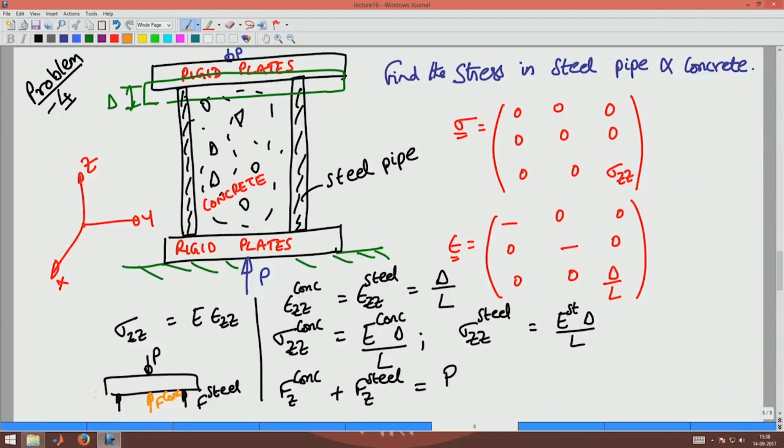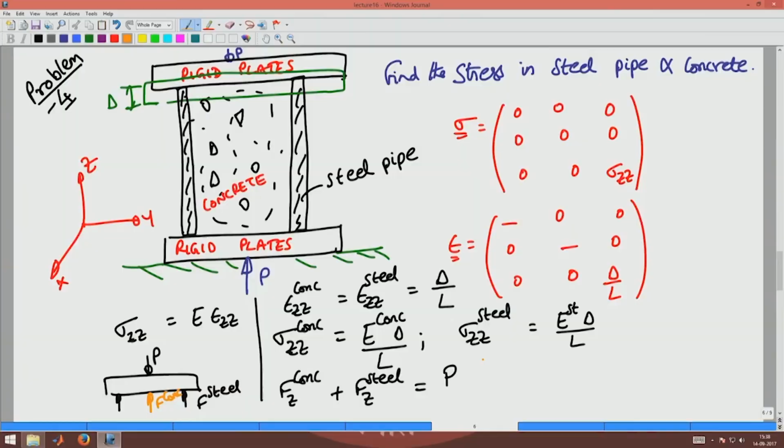Okay. So, these forces should add up to the applied force P. Now, what is force in concrete? The force in the concrete would be the stress in the concrete times the area of the concrete. Okay. So, basically from there I get that this implies E concrete into area of concrete into delta by L. This is the force in the concrete plus the force in the steel, which will be E of steel into area of steel into delta by L, and this must be equal to the applied force P.